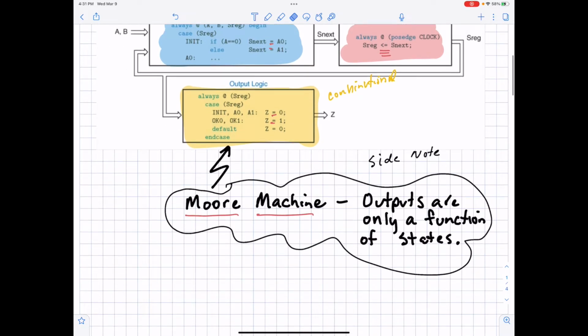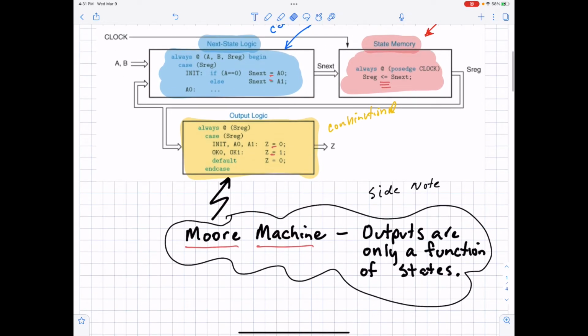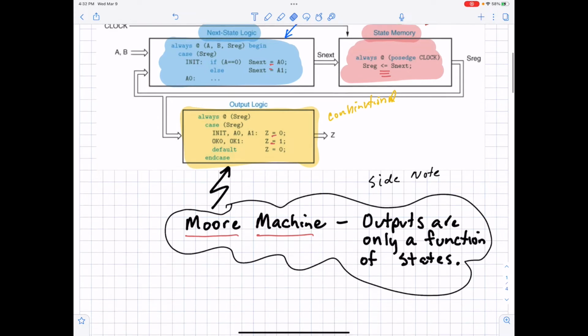Before we move on, there's also a side note. This is a block diagram for something called a Moore machine, where the outputs are a function of only the states. There's another machine out there that's called a Mealy machine, where the outputs are a function of the states and the inputs. For now, let's talk about this Moore machine, because that's what we have.